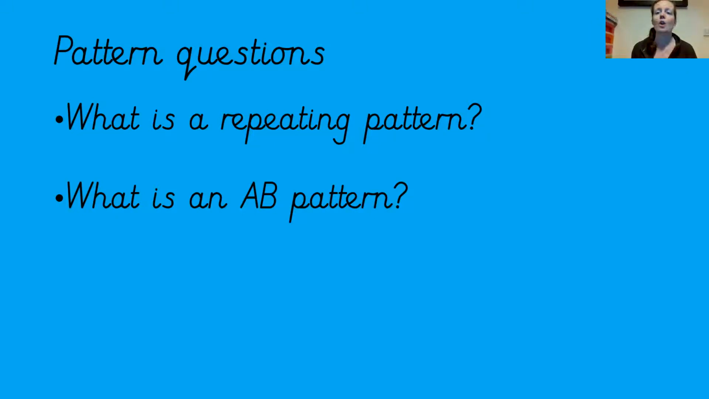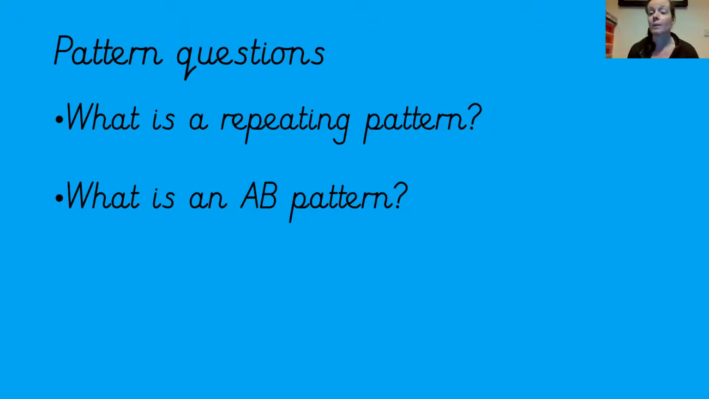Now this question is a little bit more tricky, but again, we have talked about it before, and I know that lots of you got the idea of this last time. So what is an A-B pattern? Could you explain to your grown-up? Fantastic. Absolutely right. So it's when you're repeating two things over and over. So A could be red and B could be blue, and you repeat it again. So red, blue, red, blue, red, blue.